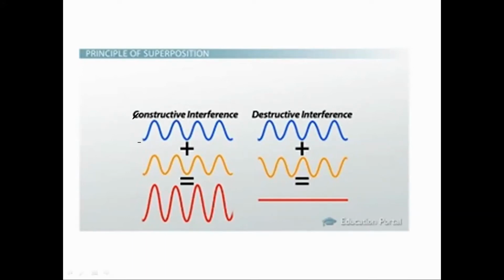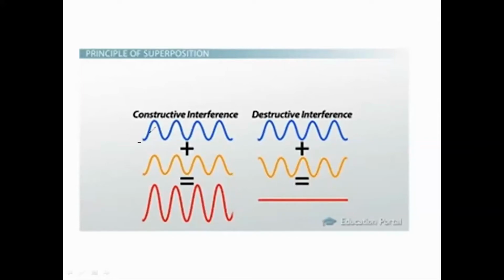And so constructive, if you can see, when you add two waves together, you can either get a bigger wave or you can get no wave at all. And these are the two extremes, right? Some things can be somewhat constructive, somewhat destructive. It's a spectrum. These are just the two extremes of the spectrum: perfectly constructive, perfectly destructive. And let's look at what that is.